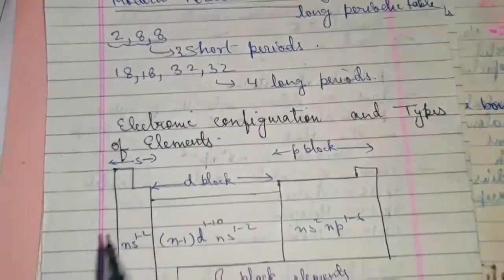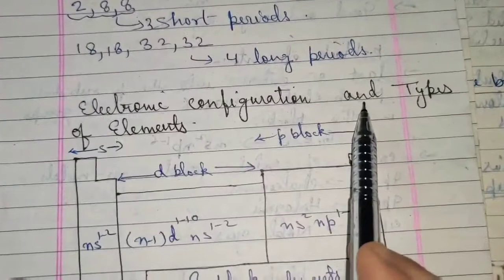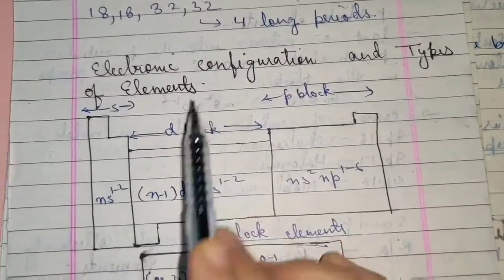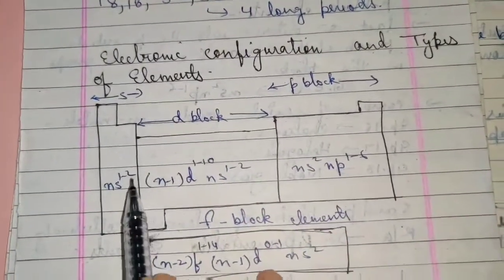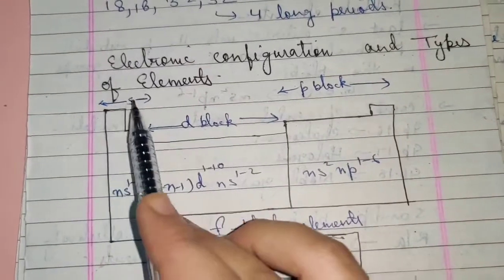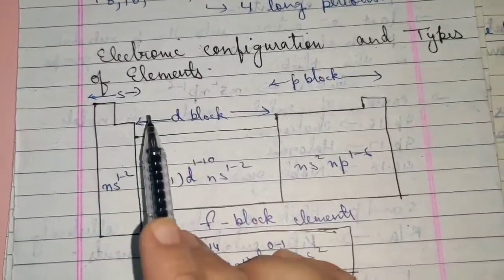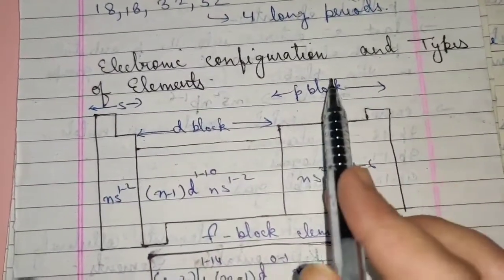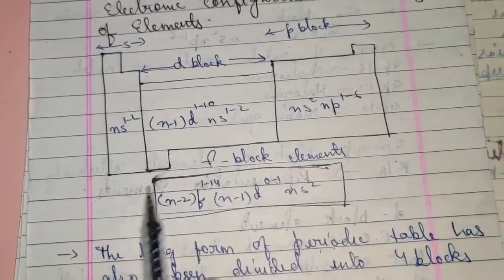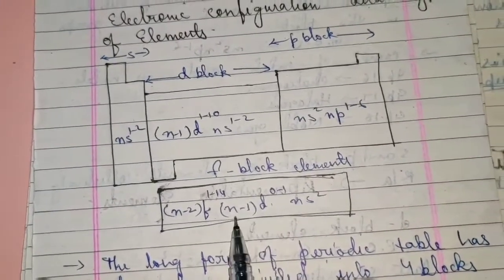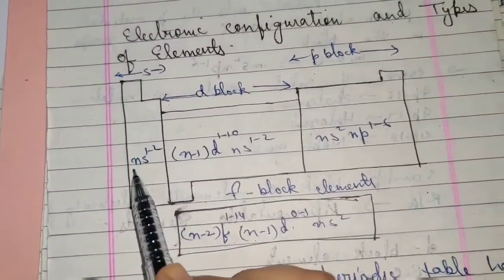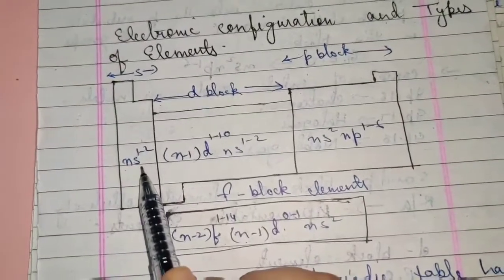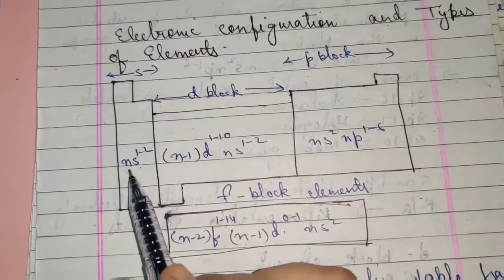Now coming to the electronic configuration and the types of elements. This is again a rough layout of the periodic table. As I told you, group 1 and group 2 is the S block, group 3 to group 12 is the D block, and 13 to 18 is the P block, and then at the last we have the F block elements.